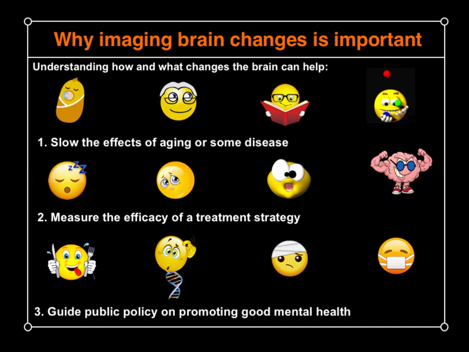The reason why I think imaging brain changes is important is because if you understand how and what changes the brain, what the factors are that change the brain, then we can, for instance, slow the effects of aging or some degenerative disease like Alzheimer's, Parkinson's, and so on. If there is a disease and you have a treatment technique, you want to be able to measure the efficacy of that treatment strategy. So you need to be able to image the change in the brain. At a larger scale, this can also help guide public policy on promoting good mental health and so on.